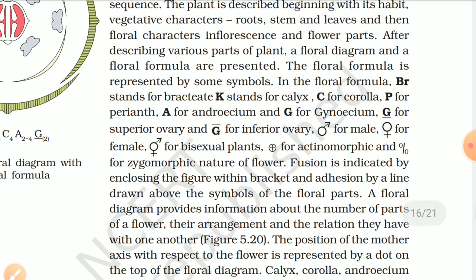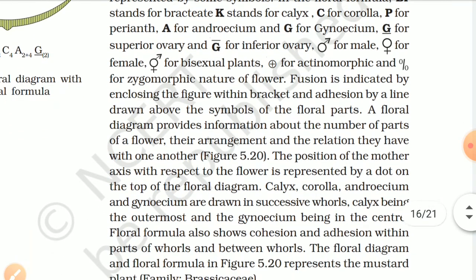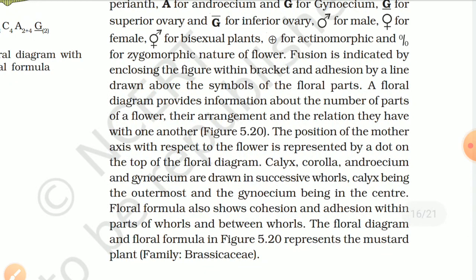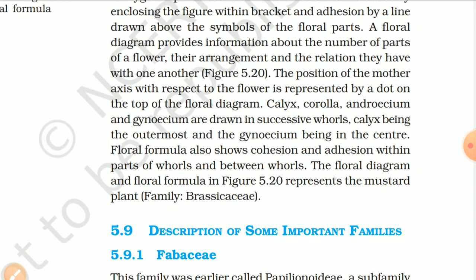Fusion is indicated by enclosing the figure within brackets and adhesion by a line drawn above the symbol of the floral parts. A floral diagram provides information about the number of the parts of a flower, their arrangement and the relation they have with one another. Figure 5.20. The position of the mother axis with respect to the flower is represented by a dot on the top of the floral diagram.